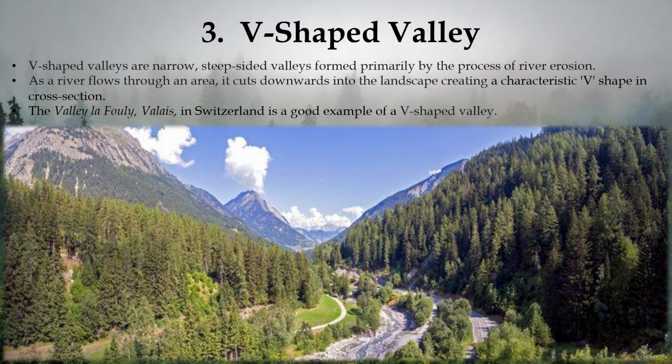A beautiful landscape that is carved by a river is the V-shaped valley. A V-shaped valley is a narrow, steep-sided valley formed primarily by the process of river erosion. As a river flows through an area, it cuts downwards into the landscape, creating a characteristic V shape in cross section.